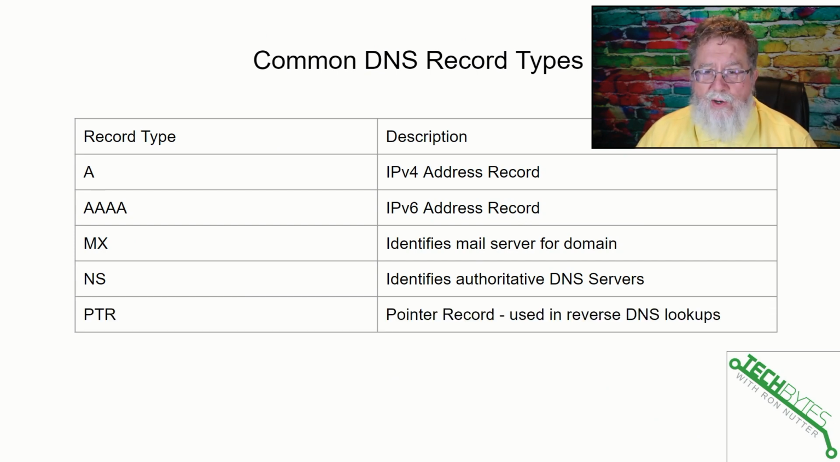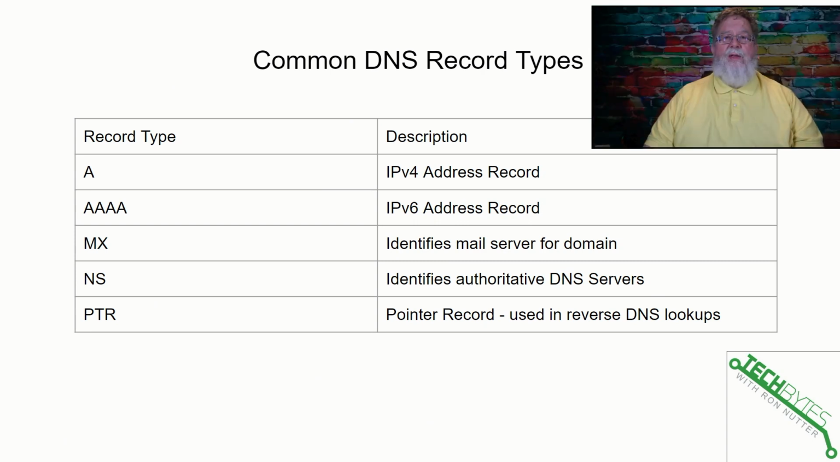Now, pointer records are an interesting record to use. This is something where you'll hear the term reverse lookup. So if I go out to cnet.com, I will get an IP address back. Well, depending on the security system I've got in place on my end, my firewall, the DNS server may go out and say, hey, what does this IP address that claims to be from cnet.com?